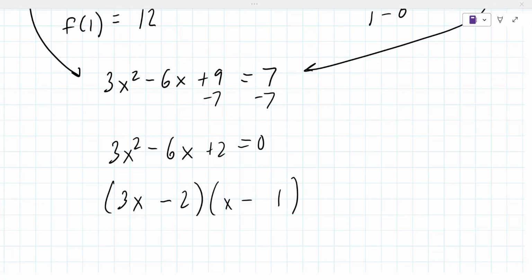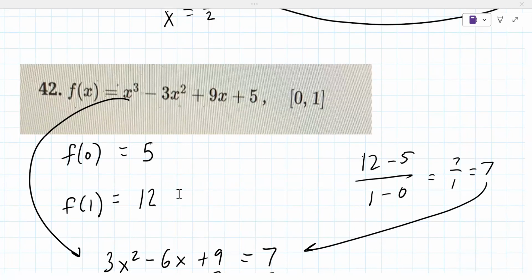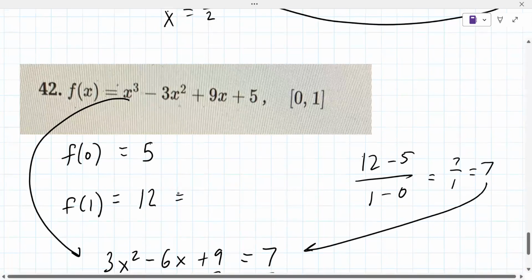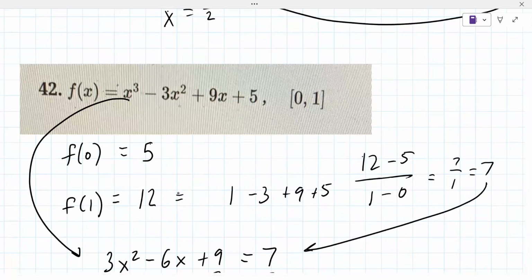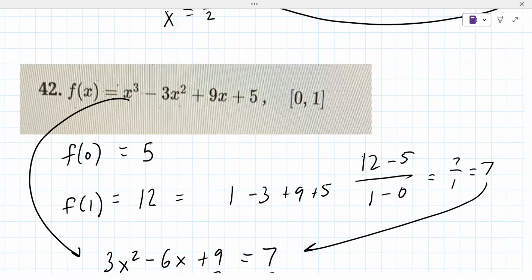But let me just double check here with some other things I've got handy. 3x squared minus 6x plus 9. Just make sure you're pretty confident in your answer here. I didn't even check. The first one's definitely 1. So it'd be 1 minus 3 plus 9 plus 5. I'm only just checking. So I get 14, 11, 12. Does that look good? Yeah.